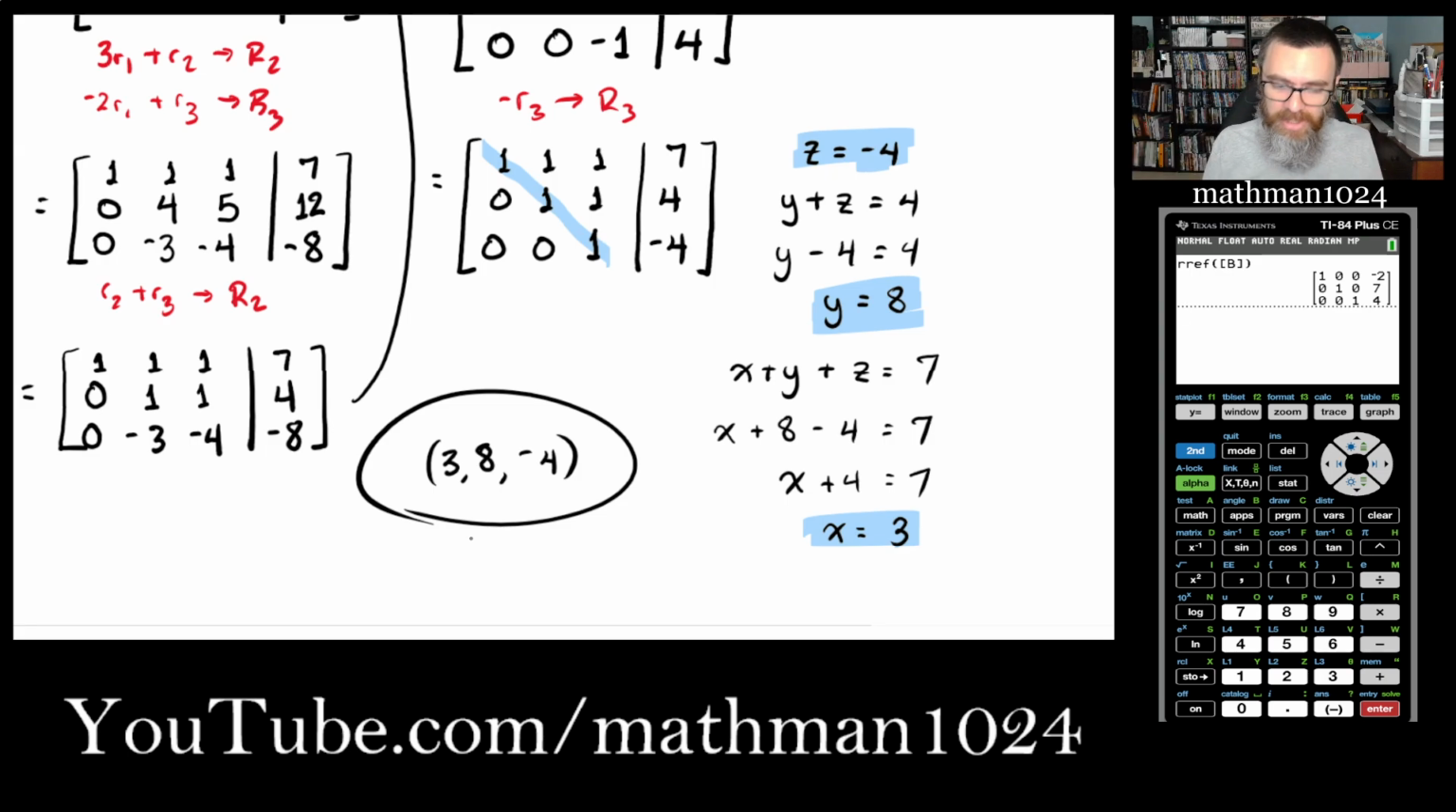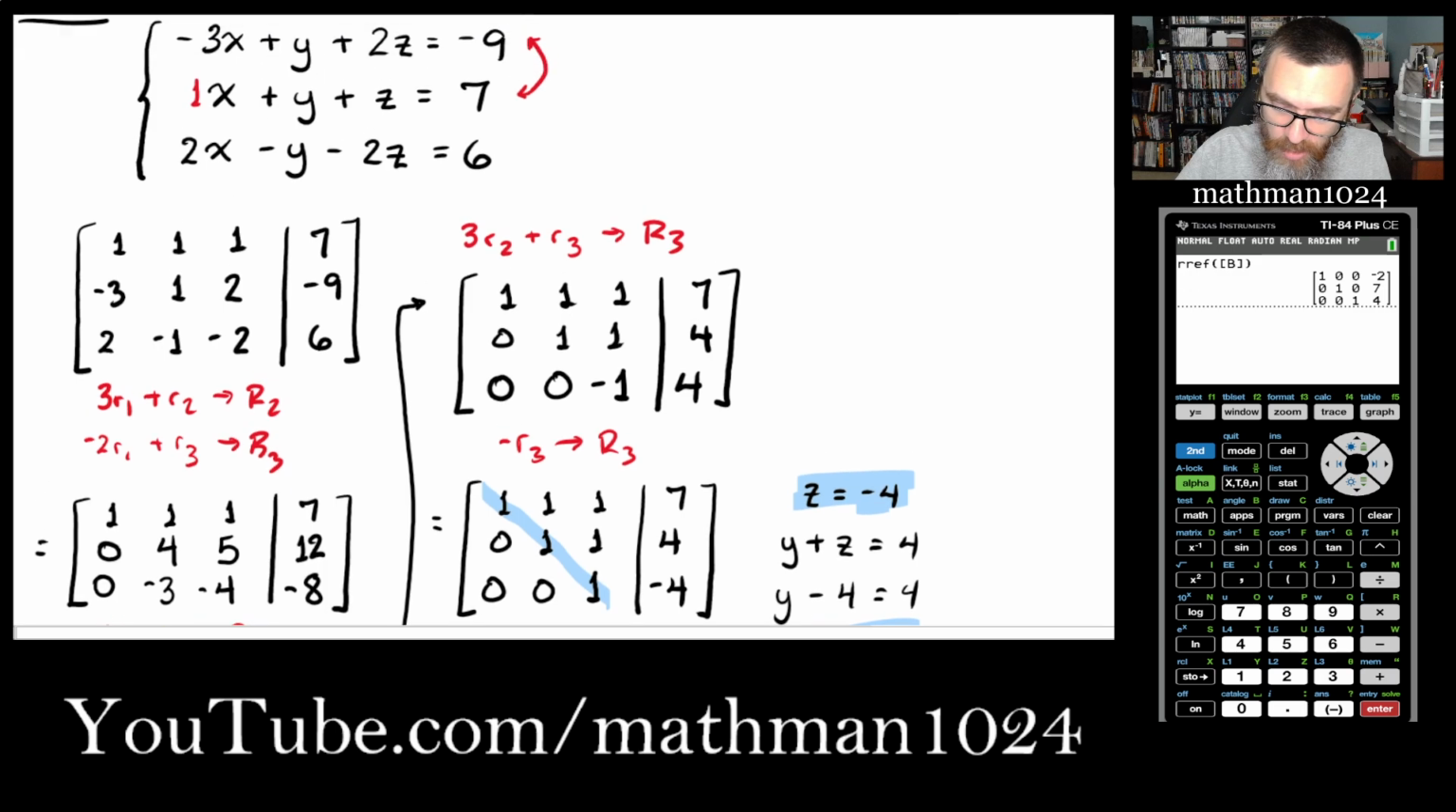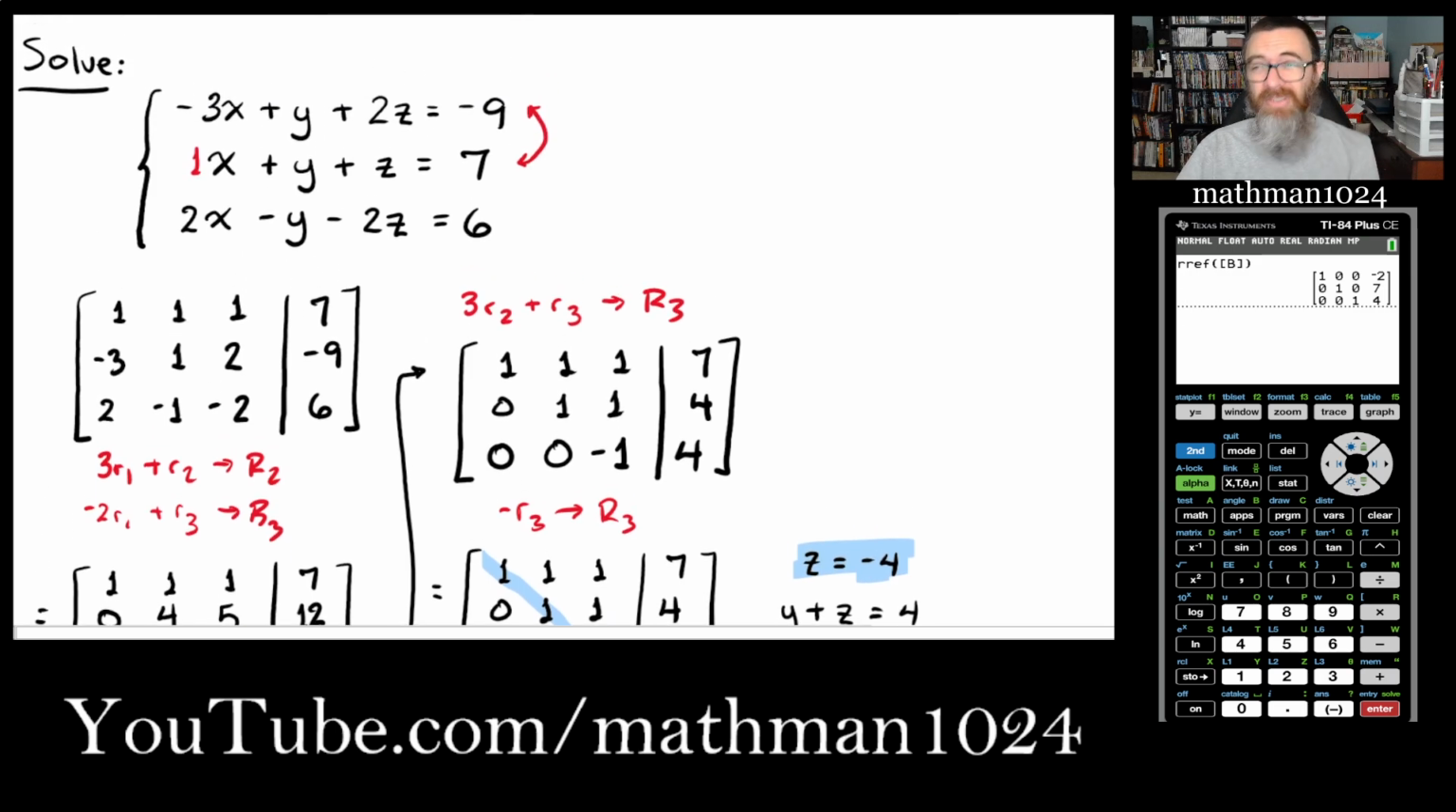And again, you don't need a calculator to check your work. You can simply plug in 3, 8, and negative 4 for x, y, and z respectively, and check to make sure that that all works out in your original equations. It really shouldn't take that long.